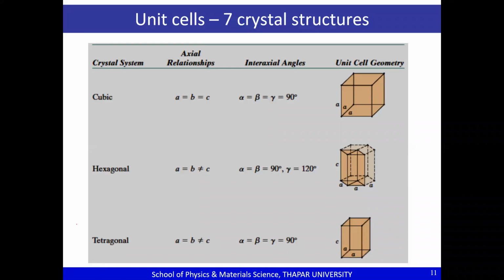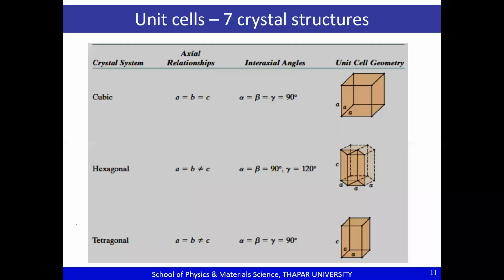They were arranged in the order of their symmetry, starting from the most symmetric crystal system to the least symmetric crystal system. So in that order, we have cubic at the top, where the relationship was A equal to B equal to C, and all the angles were 90. Following this, we have hexagonal, where 2 of the dimensions were equal, A equal to B, but not equal to C. The angles were fixed. Out of the 3, alpha and beta are 90 and gamma is 120.